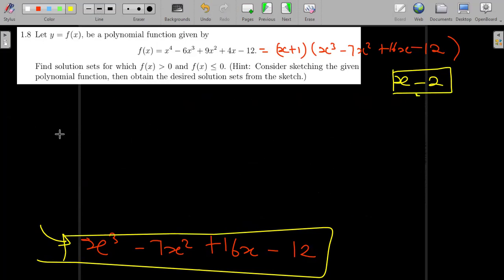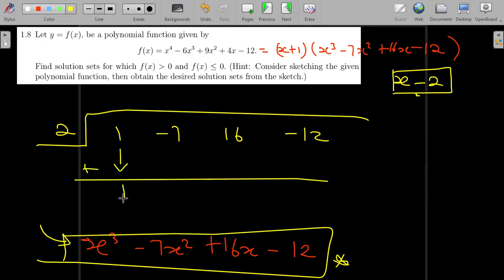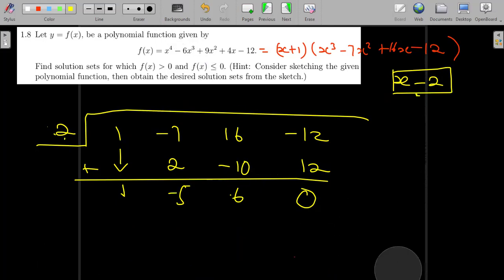So using synthetic division, I'm going to say 2. Okay, when we equate this to 0, it's going to give us 2. Then we get the coefficients from this polynomial here. So it will be 1, minus 7, 16, minus 12. So we drop down the 1 to be 1. 2 multiplied by 1, I get 2. When I add, I get minus 5. 2 multiplied by minus 5, I get minus 10. When I add, I get 6. 2 multiplied by 6, I get 12. When I add, I get 0. Okay, so that indeed is a factor.